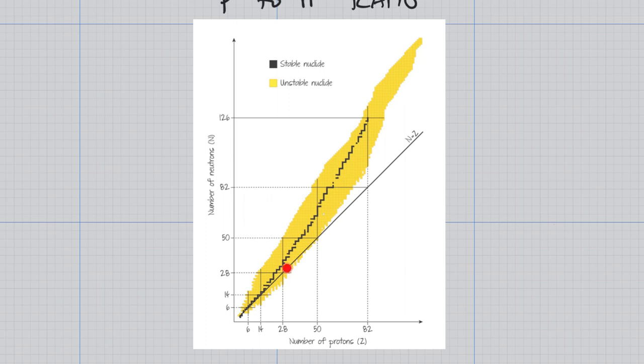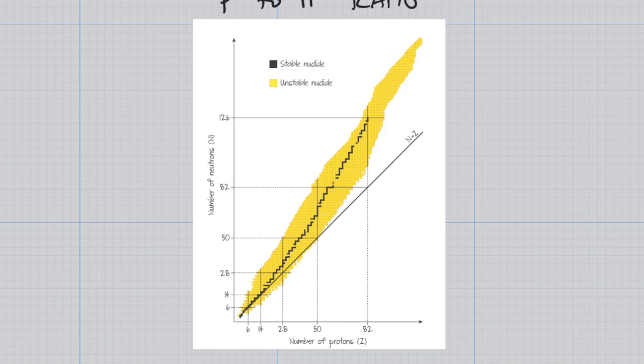Last part with this: why does this start to become higher than this 1 to 1 line? Well, as I have more protons, there's more things that are repelling. So is it going to be harder or easier to keep that nucleus together? Harder. So I need more and more neutrons to hold that nucleus together.